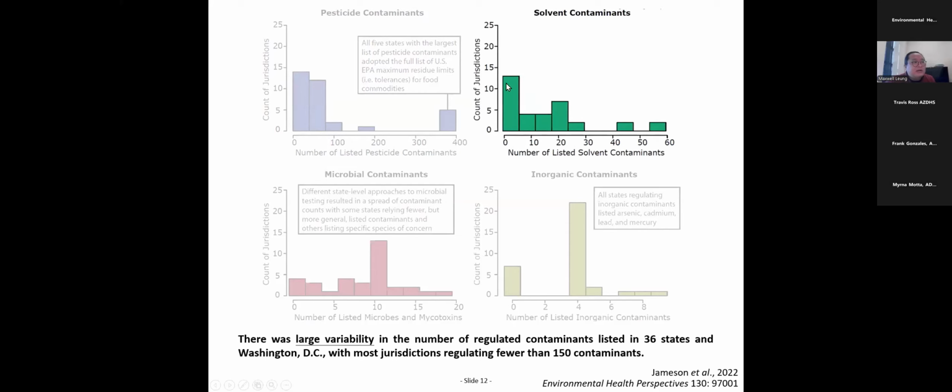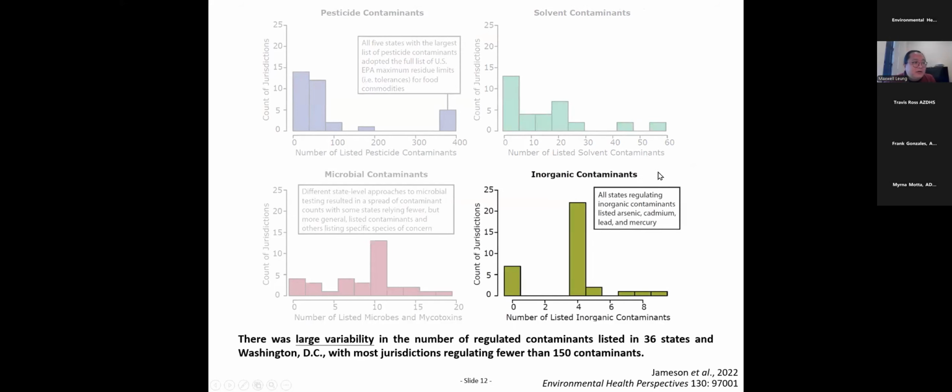Solvent contaminant, there's also a large variation. Some states don't really regulate it. Other states regulate over 40 of them. Okay. Inorganic contaminant, on the other hand, is the one that has the most consistency. States that regulate inorganic contaminants agree that arsenic, cadmium, lead, and mercury are the ones that need to be regulated. Also, you have states that have regulation of more elements. Some states do not regulate it.